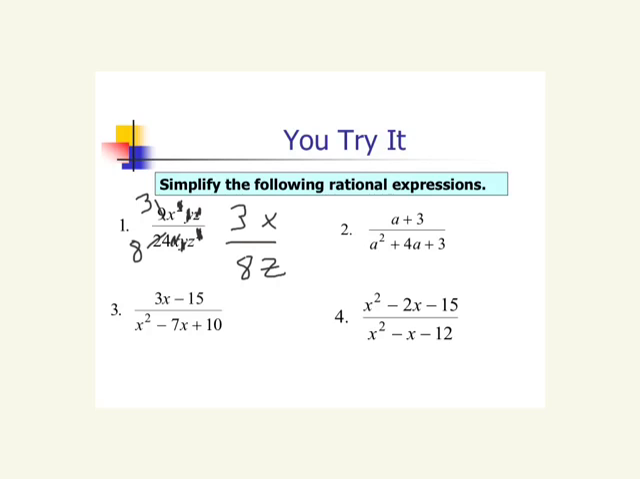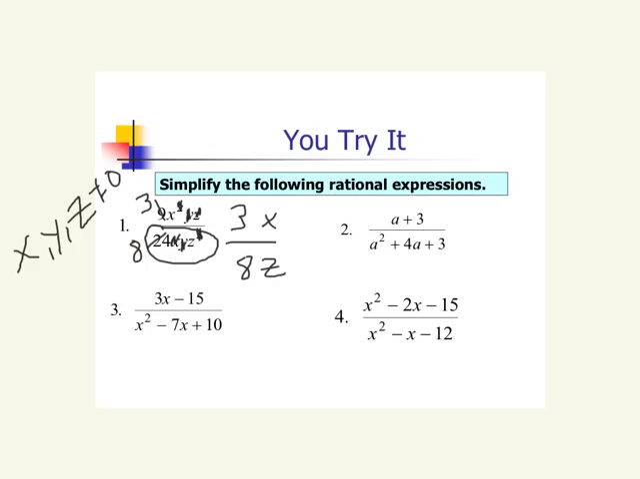Now, we need to state our excluded values, though, from the original problem. So we'd have to state that x, y, and z all cannot equal 0, because since they're being multiplied, if any of those values are 0, then it makes the denominator 0.